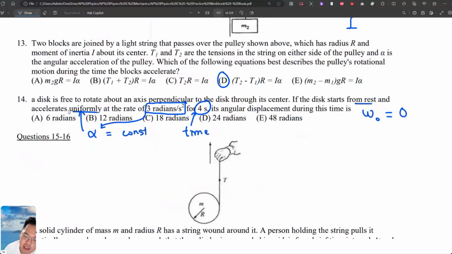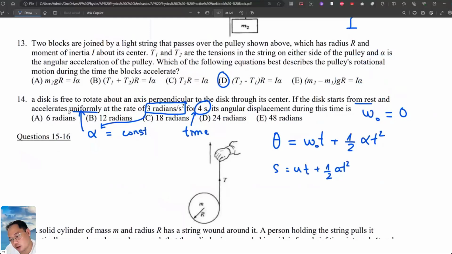The angular displacement, again, we use the formula theta equal to omega 0 times t plus 1/2 alpha t squared. Similar to the equation S equal ut plus 1/2 at squared. Omega 0 is 0 here. Acceleration alpha is 3, given 3 radian per second square, and the time is 4 seconds. 4 square is 16. 16 over 2 is 8. 8 times 3, 24. Yeah, 24 radians is the answer.